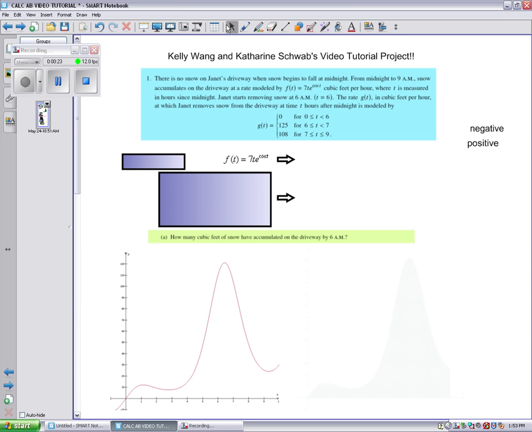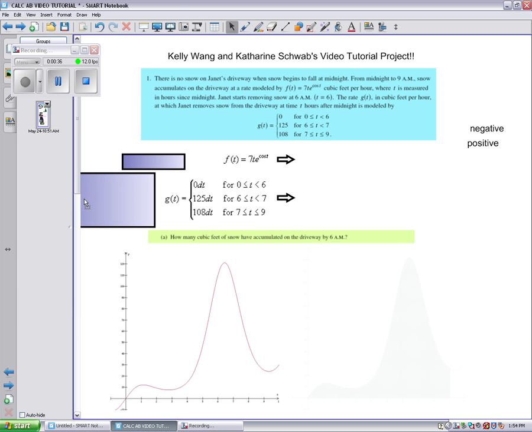The rate g(t) in cubic feet per hour at which Janet removes snow from the driveway at time t hours after midnight is modeled by g(t) = 0 for 0 ≤ t < 6, 125 for 6 ≤ t < 7, and 108 for 7 ≤ t ≤ 9.